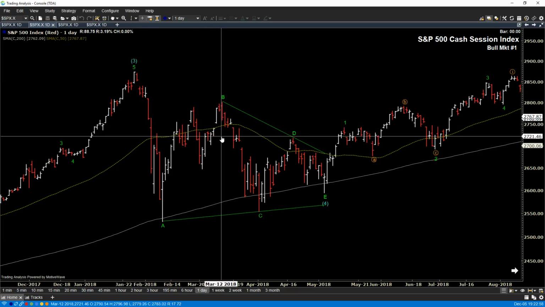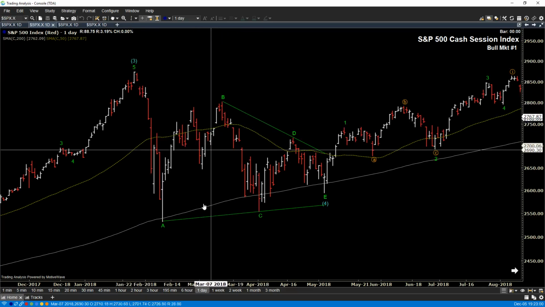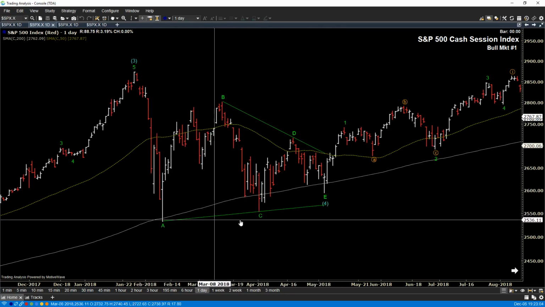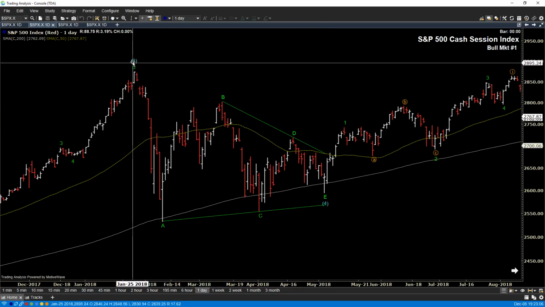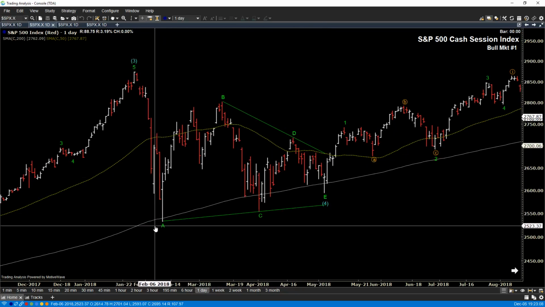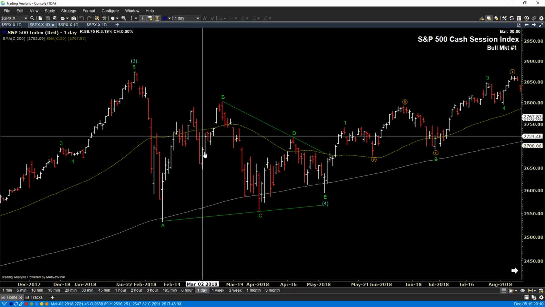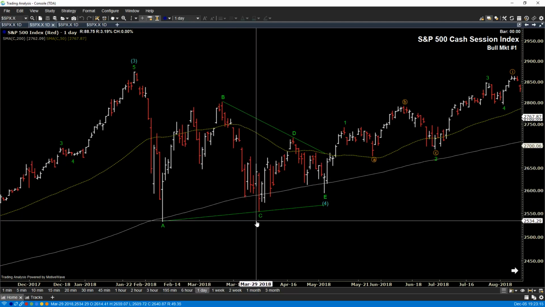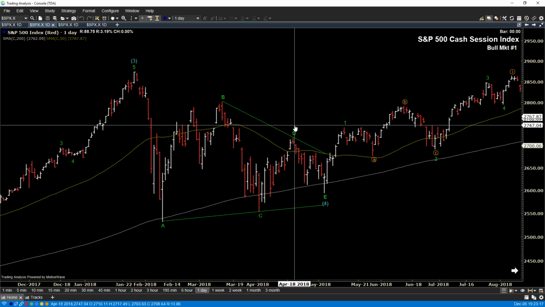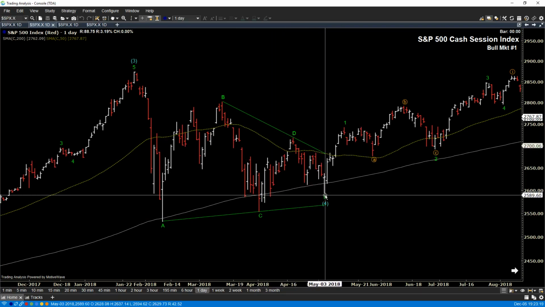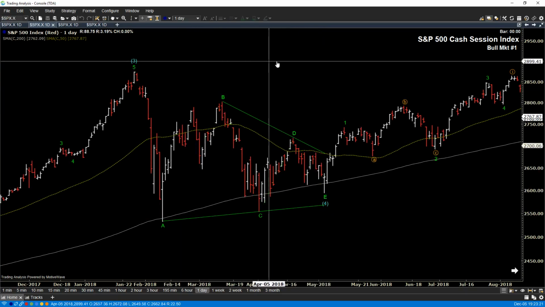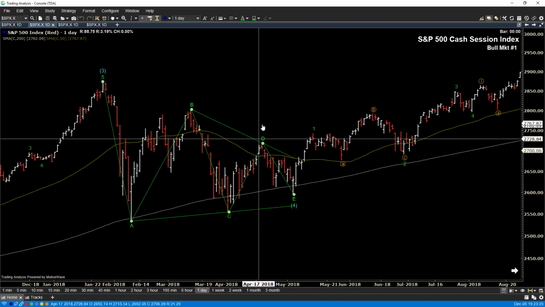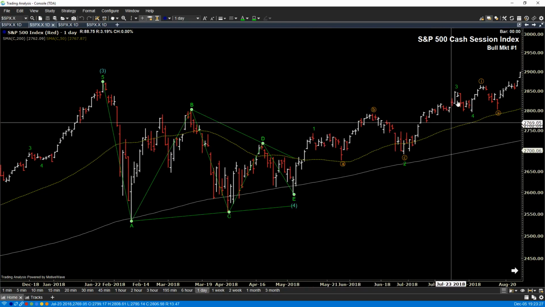Okay, fourth wave triangle. Okay, symmetrical triangle. You can see the contraction of these trend lines. A, B, C down of A, B, C up of B, A, B, C of C, A, B, C of D, A, B, C of E. There's a beautiful fourth wave triangle. Notice once this 5-point move for wave 4 is done, then it's off to the races.